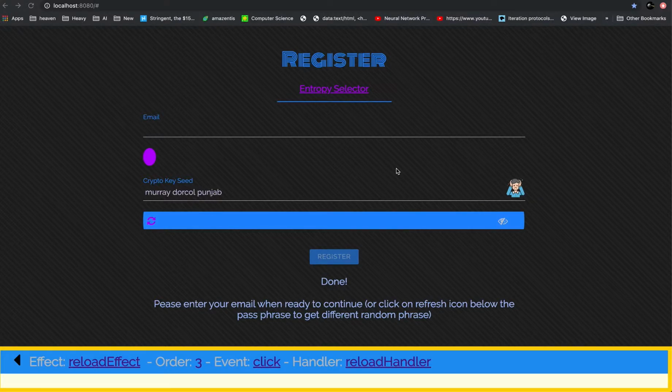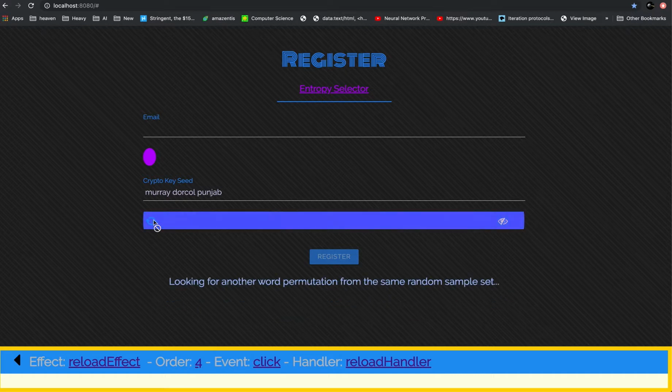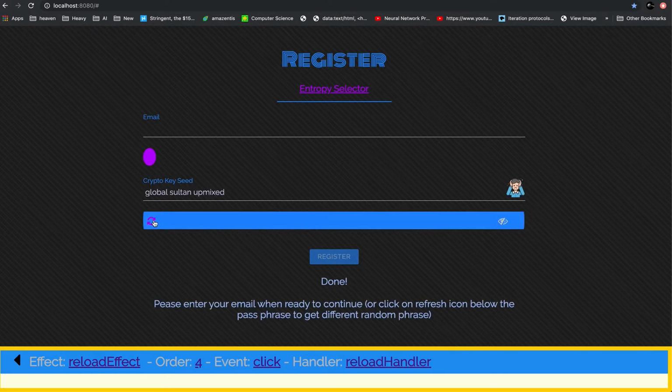So this is part two, continuing from where we left off. I was saying there are millions of words out there, but if we don't like the selection, we can try again. Global Sultan upmixed, yeah. So basically, this is pulled from, like I said, tens of millions of words, including AI-generated words, and they're all easy to remember, easy to pronounce.